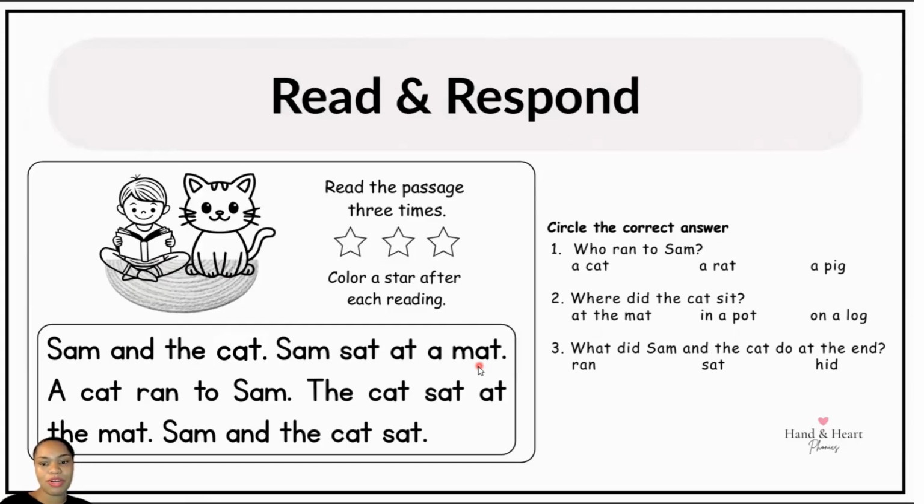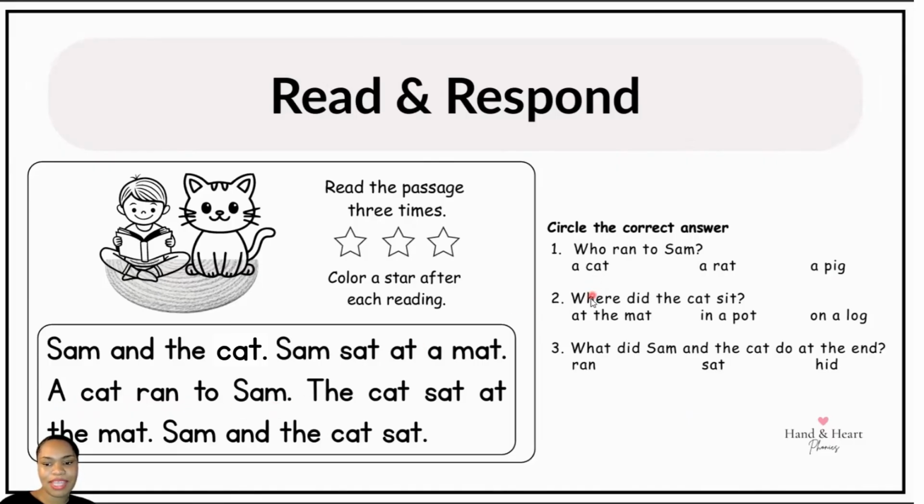I will read the passage one more time, and then I'll ask you some questions. Sam and the cat. Sam sat at a mat. A cat ran to Sam. The cat sat at the mat. Sam and the cat sat. Okay. Who ran to Sam? A cat, a rat, a pig. Who ran to Sam? Yes, a cat. I know because right here in sentence 3 it says, a cat ran to Sam.